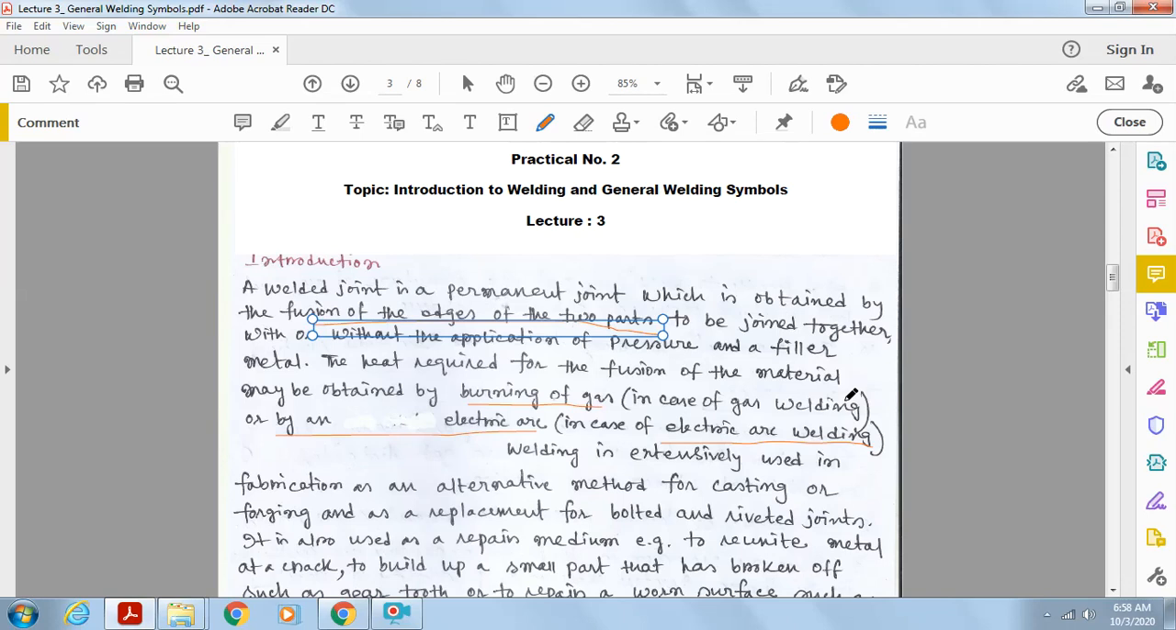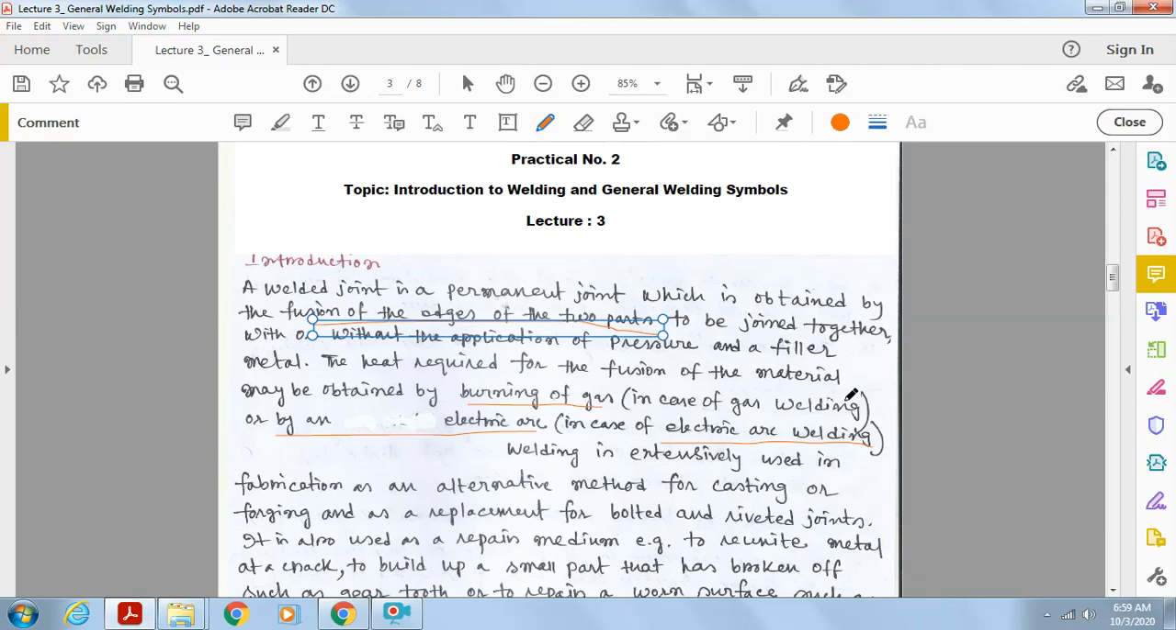TIG welding, tungsten inert gas welding, MIG welding, then SMAW, shielded metal arc welding. There are several arc welding processes where the primary resource used for generation of the heat is the electric arc. Now there is another process, gas welding.